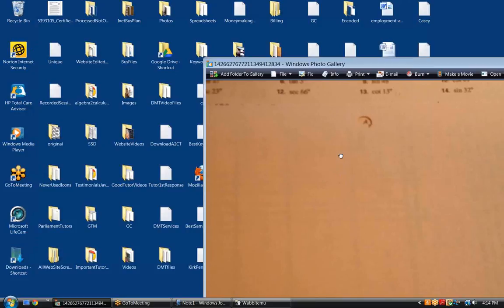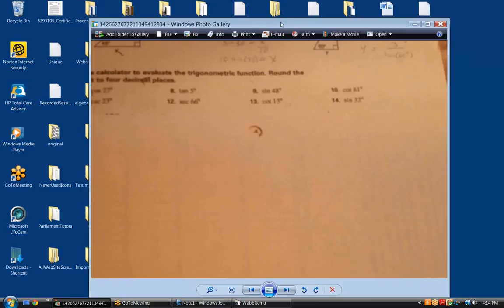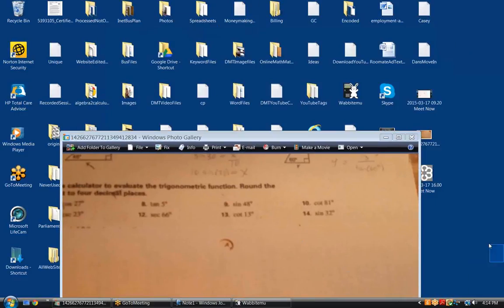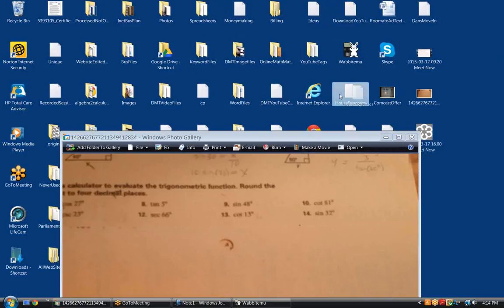What other kind of stuff are you doing in Trig right now besides what I see on this page? And the unit circle stuff. Okay. A lot of memorization stuff.